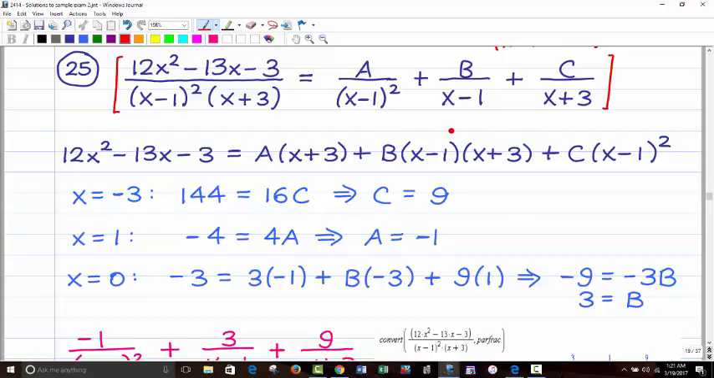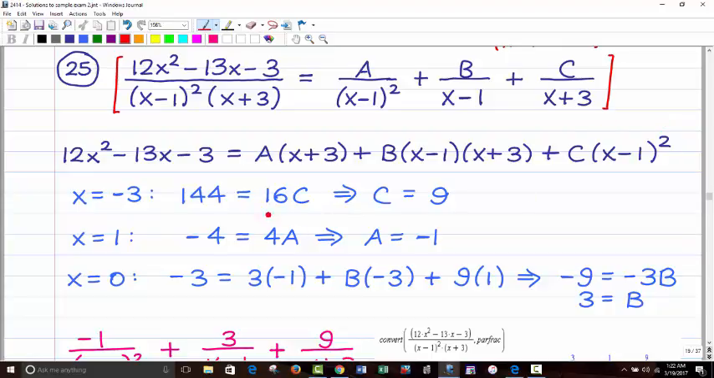So if I let x equal -3, you can see that will wipe out A and B because they both have an x plus 3, and just leave C. If you plug in -3 on the left side in your calculator, you'll get 144. Put in -3 here: -3 minus 1 is -4, and -4 squared is 16.